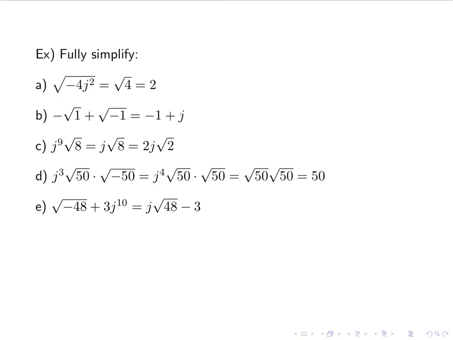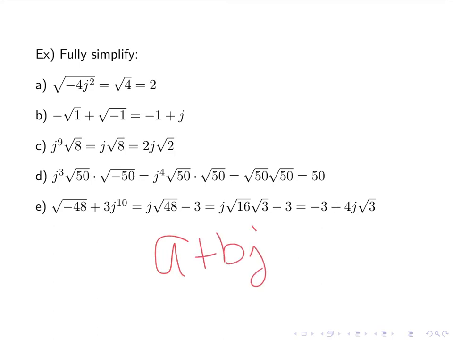I want to simplify root 48, so 48 has a factor of 16, so I'm going to pull that out. So we have j root 16 root 3 minus 3, and then we know what the square root of 16 is. So negative 3 plus 4j root 3. You always want to put it in rectangular form, which again is a plus bj. So we always want the real part first and the imaginary part second. We'll see why that's important when we start translating it into what's called polar form. All right, so again, a plus bj is rectangular form. Real plus imaginary. Okay, so that's why you change the order.